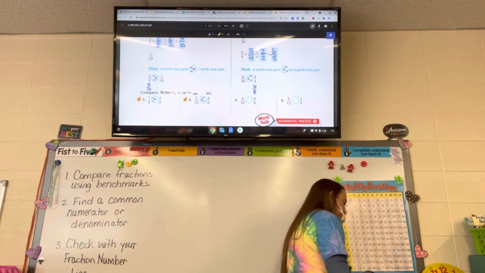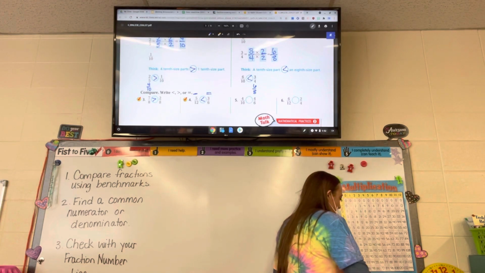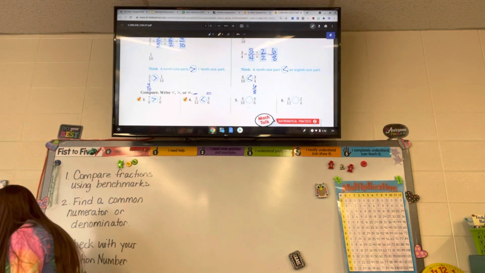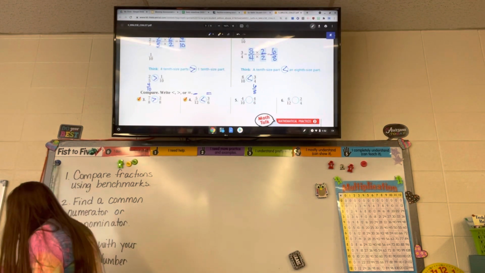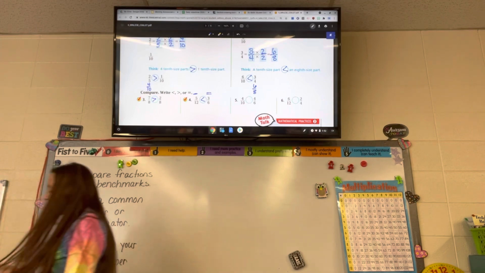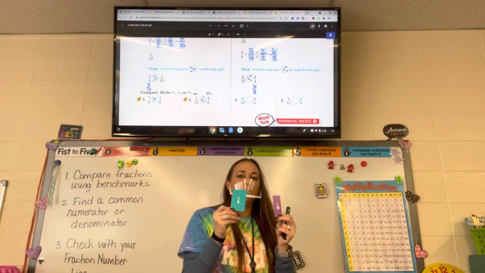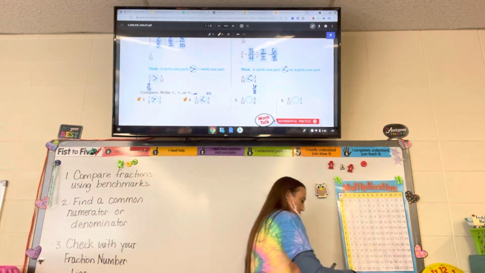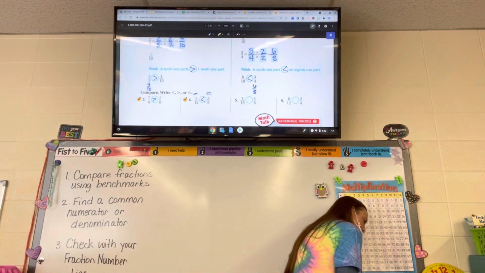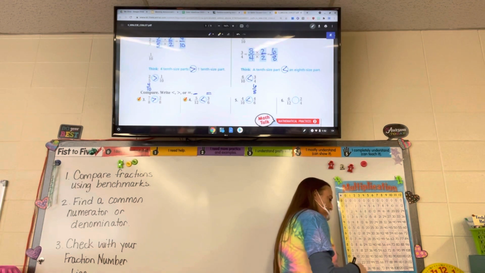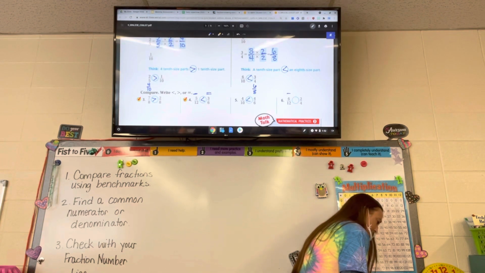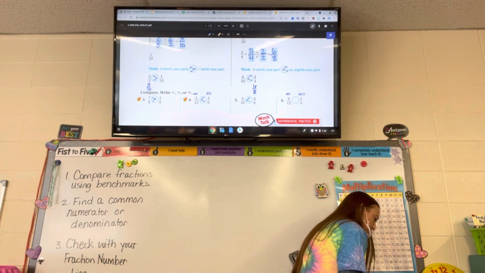less than 3/6. Oh, we have a common numerator here. So we have 4 tenth size pieces, and then we have 4 sixth size pieces, which is bigger? 4 sixth size pieces. So 4 tenths is less than 4 sixths. And then benchmarks, what's half of 12? 6. What's half of 4? 2. Since both of these are equal to half, they are equal.